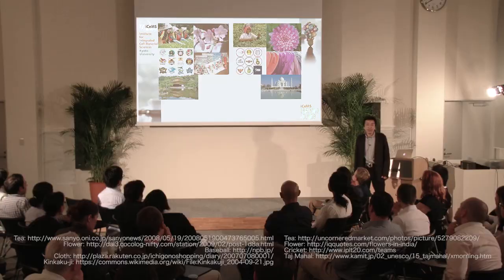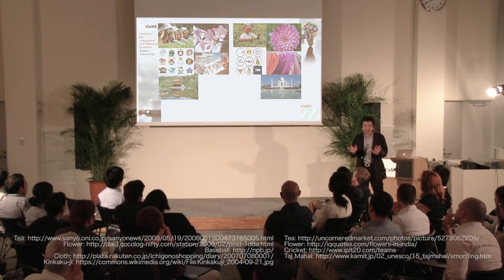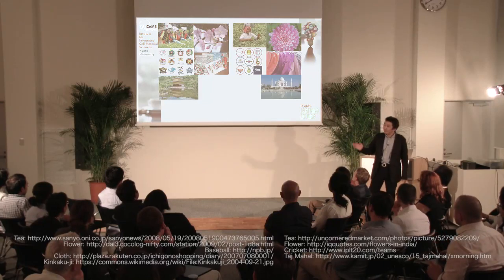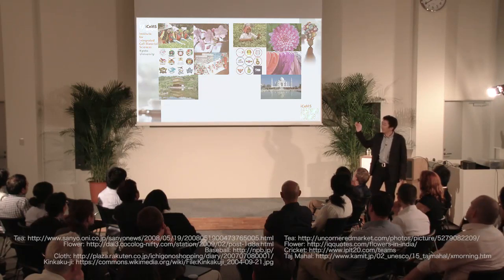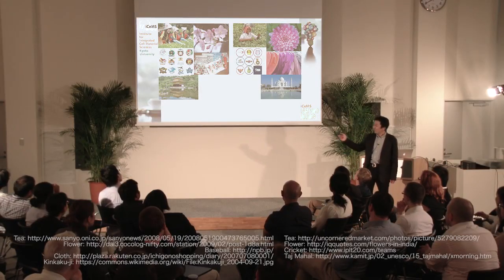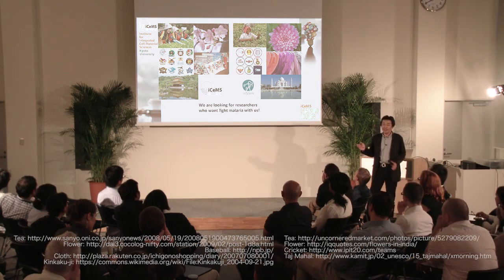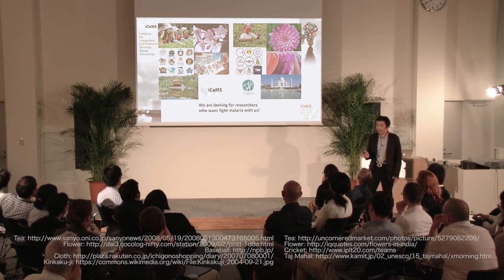By the way, what I found between Japan and India is that both have a unique culture, different from Western countries, and somehow they look similar. We love tea, we love flowers, we make silk. Maybe the difference is baseball and cricket. And beautiful temples and beautiful mosques. So we are looking for researchers who want to enjoy these two cultures and want to fight malaria with us.